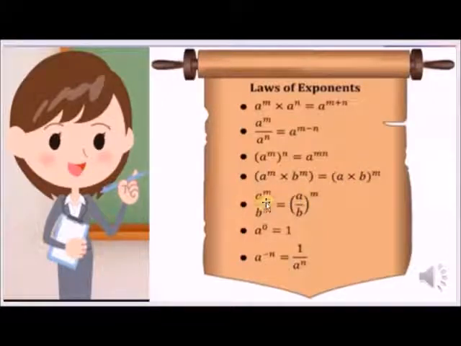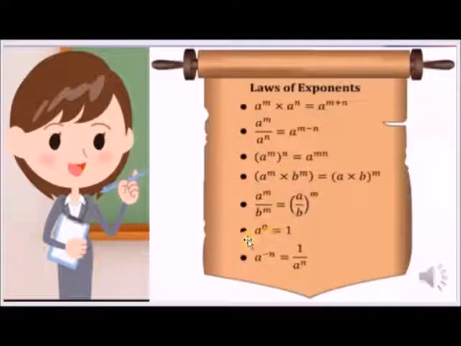And the next law is when we are having a raised to the power m upon b raised to the power m, which is equals to a upon b raised to the whole power m, which means when we are having different bases and the same power, then we will divide those numbers and raise to the power m, which is the same for both.